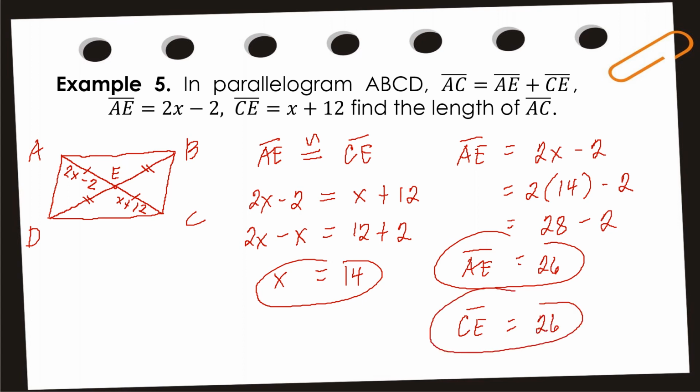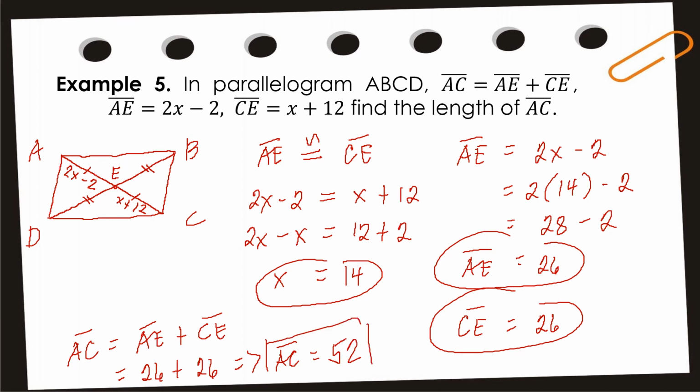And since we are asked to find the length of AC, and AC is equal to AE plus CE, therefore we have 26 plus 26, which means that AC is equal to 52.